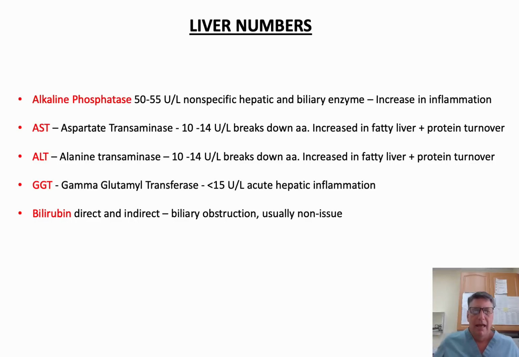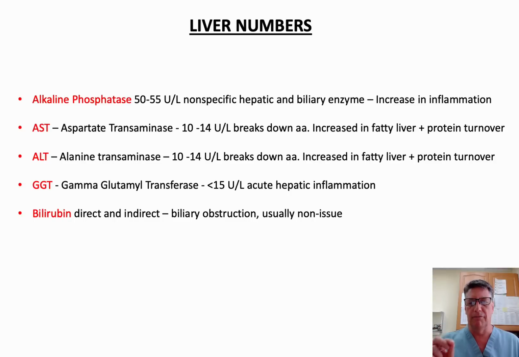Now, the liver numbers. Alkaline phosphatase is a very important liver marker. It is not specific to the liver, but it is typically and most commonly a direct marker of non-specific hepatic and biliary injury. It is increased in liver inflammation, and the commonest cause of liver disease is non-alcoholic steatohepatitis, inflammation of the liver, as opposed to a plain fatty liver, which is non-alcoholic steatosis. So with steatosis, with fatty liver, we see an elevation in AST and ALT, the two enzymes that break down aspartate and alanine, aspartate and alanine being amino acids.